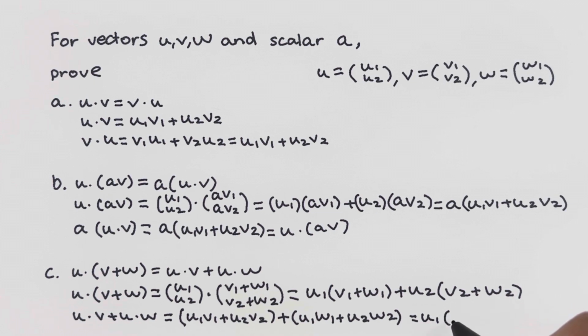This will become u1 times v1 plus w1, plus u2 times v2 plus w2. So that is how you prove that these three are equal. And these are also known as the dot products of vectors.